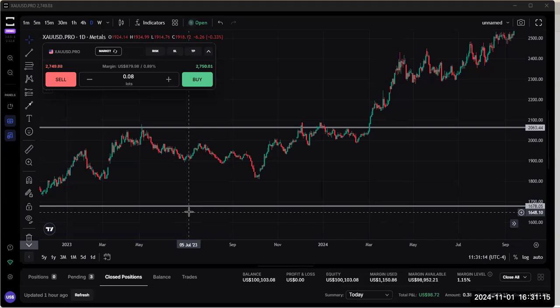So I said a support area is an area that as price was declining, when it got to that area, it kind of found a floor and price held. Price didn't continue to decline.